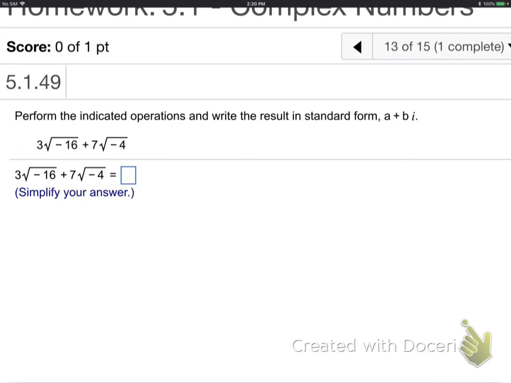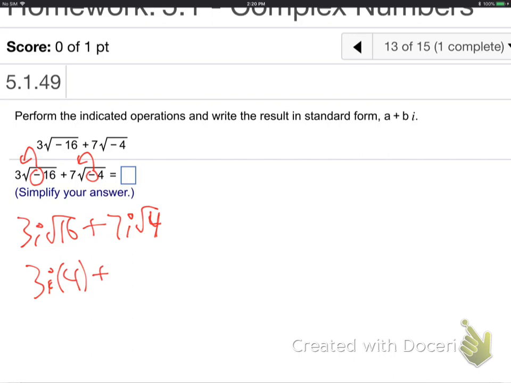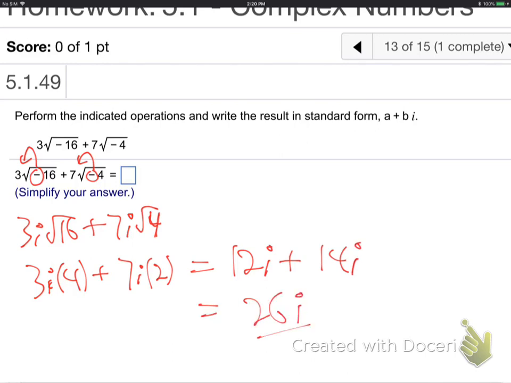So, the negative in the root comes out as i. Negatives in a root come out as i, and then the root of 16, as you know, is just 4, and the root of 4, as you know, is just 2. So this is 12i plus 14i. This is 26i. Done.